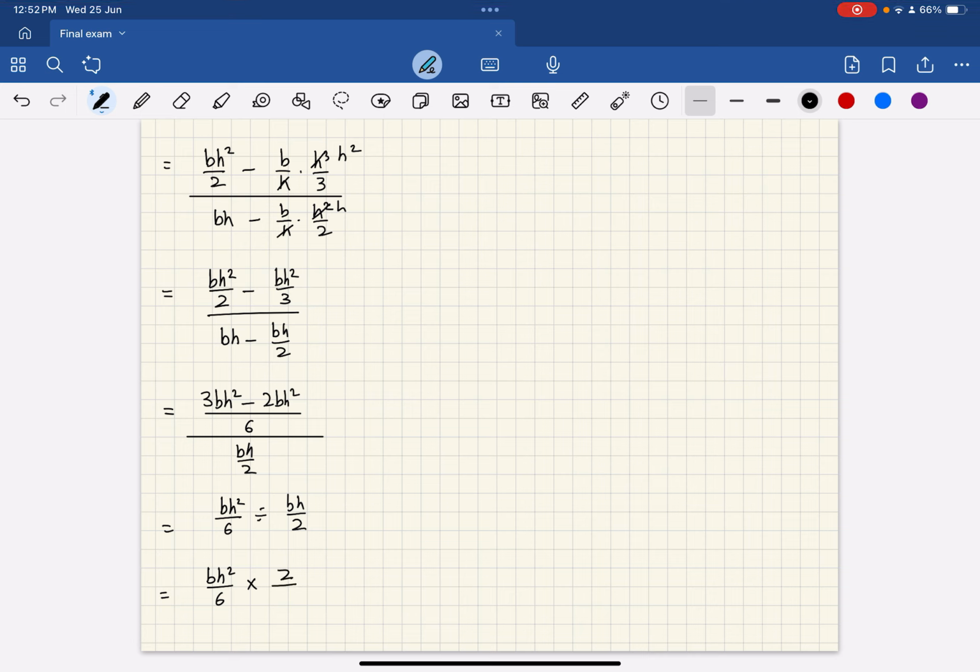So you get here b h squared over 6 times 2 over b h. Okay, so the b's cancel, and h over h leaves one h. So you end up getting 1 over 3h. So your y bar is 1 over 3h. Okay, and this is also the correct answer as well. So yeah, this is how we solve for this problem.